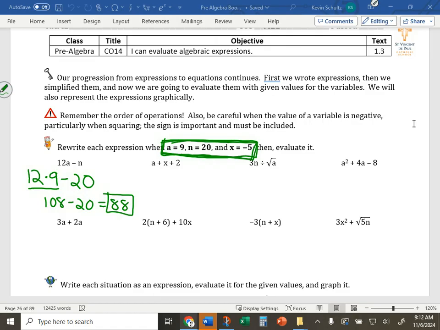So you need to plug it in to get an answer? Yes, we just did. 88. 12 times 9 minus 20 equals 88.